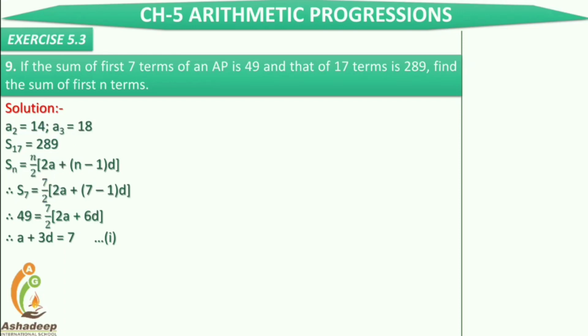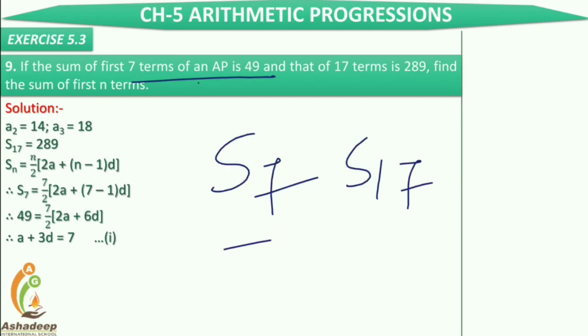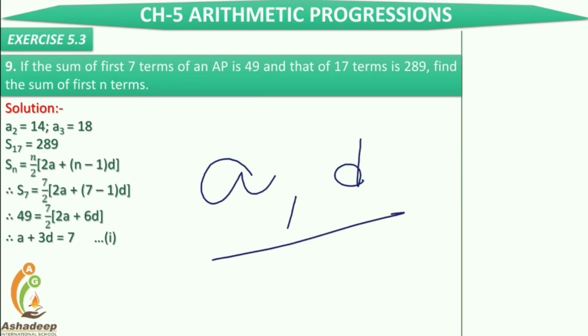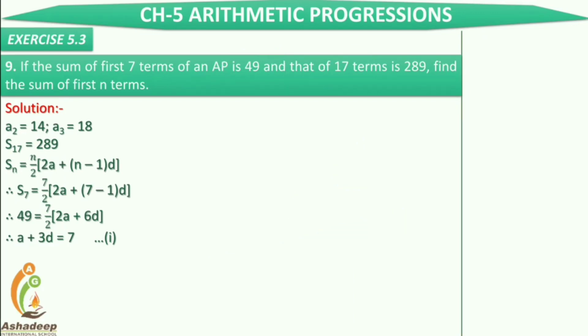We just have given S7 and S17, that's it, nothing else is given, and we will find out the sum of Sn. So what we need to find? We need to find out a and d, that is our main thing. So from this S7 and S17 we'll get two equations and we need to solve those equations, right?